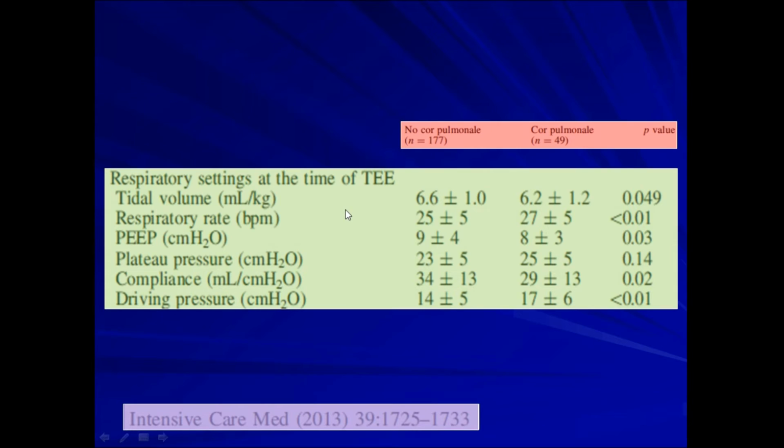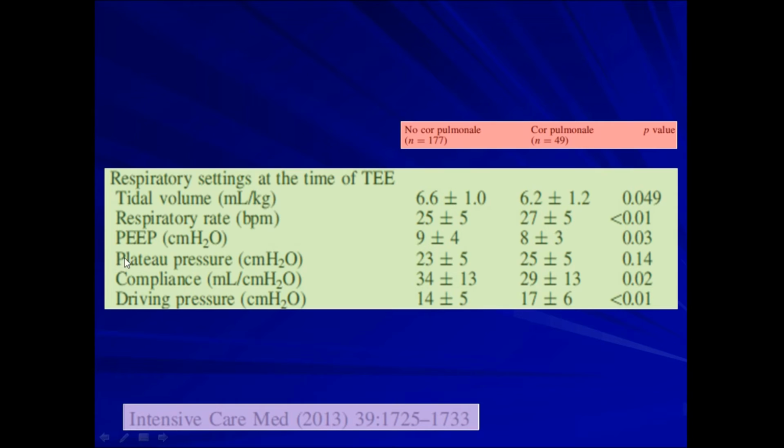So when they tried to find why these patients were having right heart failure, they looked at ventilator settings in these two groups. The group without cor pulmonale is 177 patients, and the group with cor pulmonale is around 49 patients. So tidal volume is the same in both groups, 6.6 and 6.2, not that different. Respiratory rate is not that different. PEEP is not that different, it is 9.8.